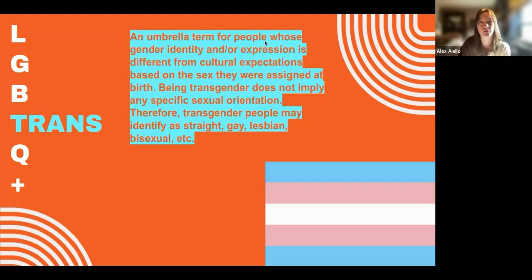But the T is referring to gender. So it's an umbrella term for people whose gender identity is different from the cultural expectations of the sex they were assigned at birth. So the sex they were assigned at birth does not match the gender identity with which they identify. Transgender is different than sexuality. Someone who is trans can have a sexuality that is straight, gay, lesbian, bisexual, etc. And this is the trans flag.